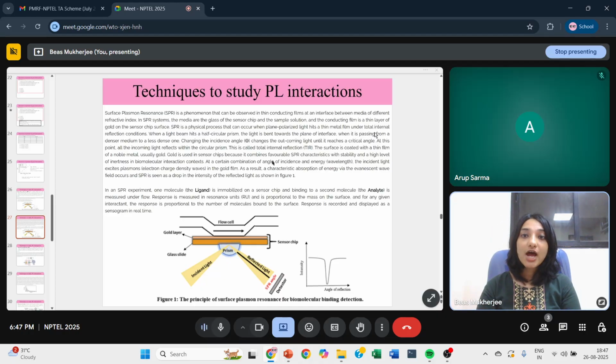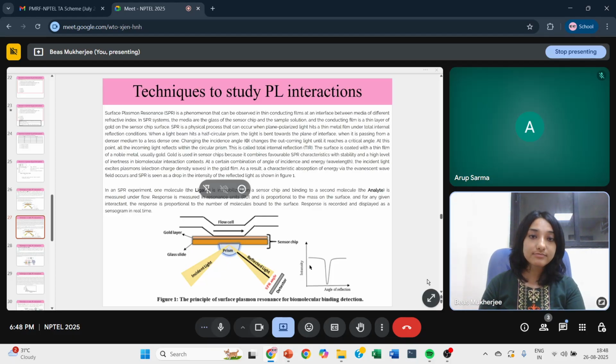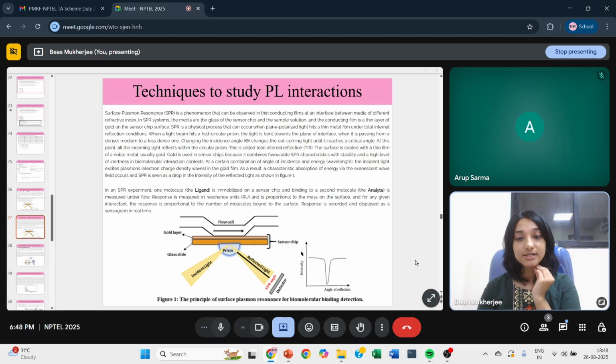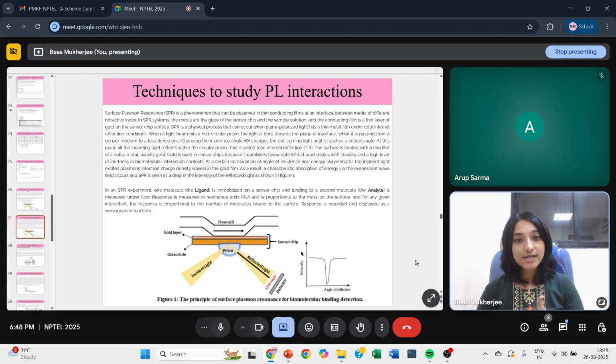Now see, changing the angle of incidence. Why is plane polarized light required? Okay, so why is plane polarized light required? Because if the light is not plane polarized, then I will have to look into it. You also search. Okay, it's a very good question, and we can figure that out together.